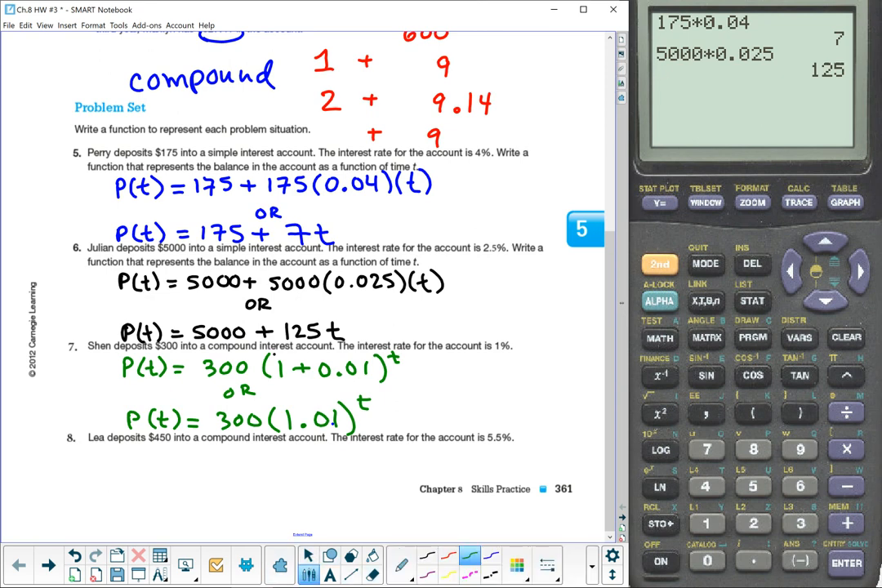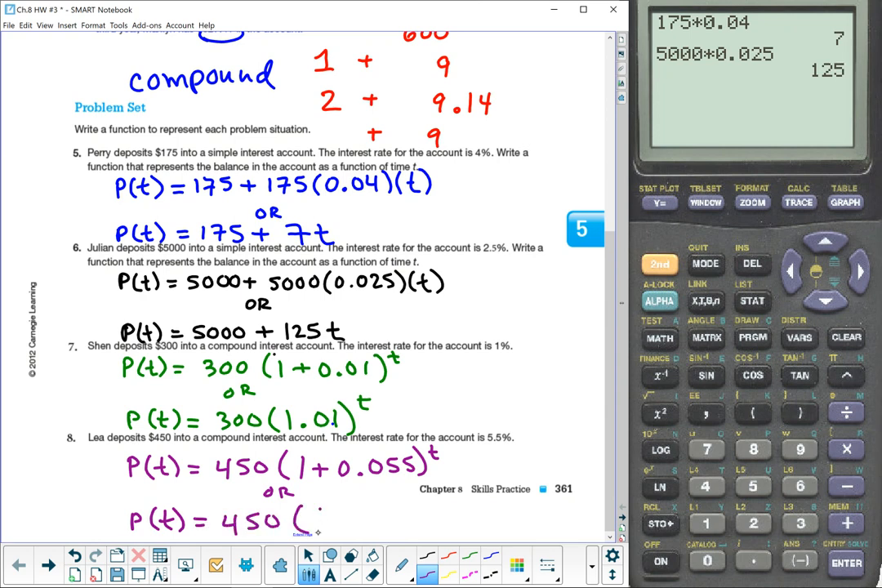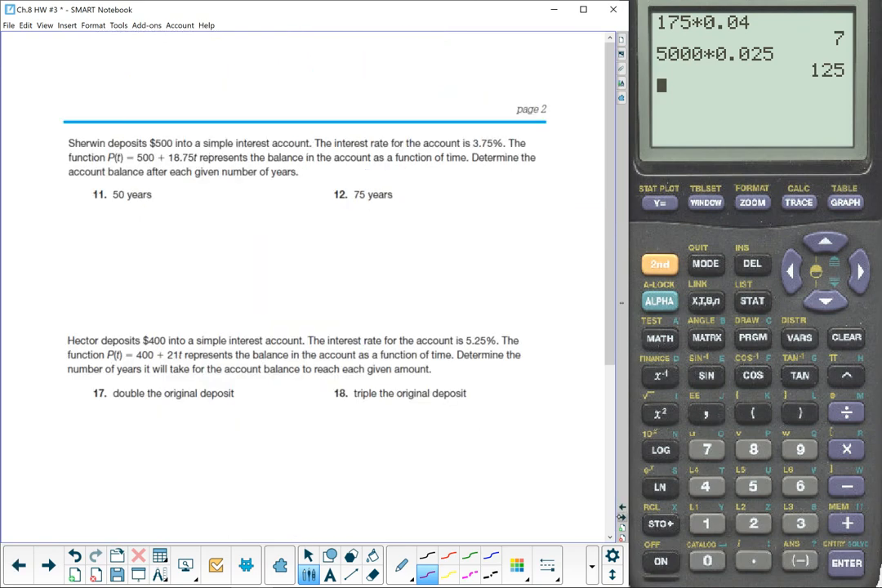Okay. 8, Leah deposits 450 into a compound interest account, so we'll go P of T equals 450 times 1 plus, and the interest rate is 5.5%, so it's going to be 0.055 to the T power. Or if you want, you can write this as P of T equals 450 times parentheses 1.055 to the T power. Okay, no work needed on that. That's the first page. If you need to, you can pause or rewind anytime you want.